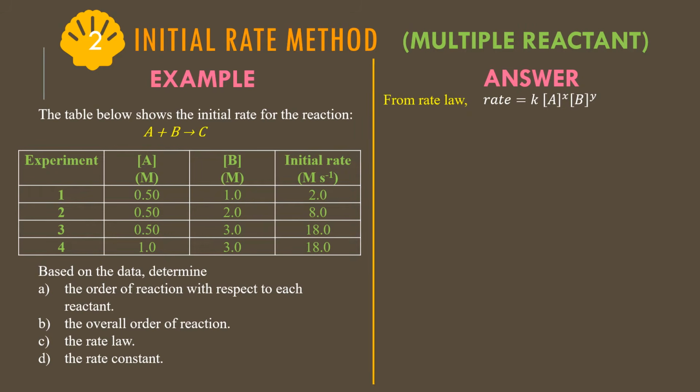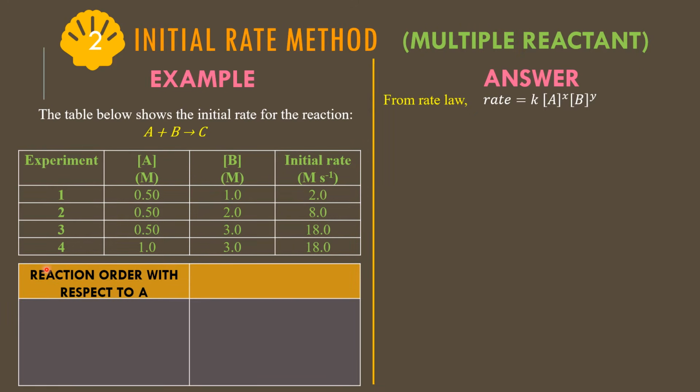Nak cari order of reaction untuk kes yang multiple reactant ni, dia ada tips dia. To find reaction order with respect to A, we need to compare initial rate of two experiments where concentration of A changes but concentration of other reactant is constant. Maksudnya, kalau kita nak cari order of reaction untuk A, kita kena cari dua eksperimen yang mana concentration A tu berubah, tapi concentration reactant yang lain tu constant, tak berubah.